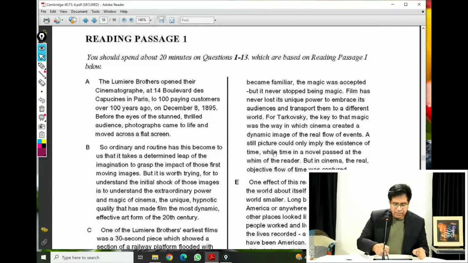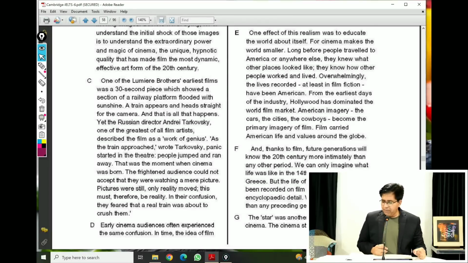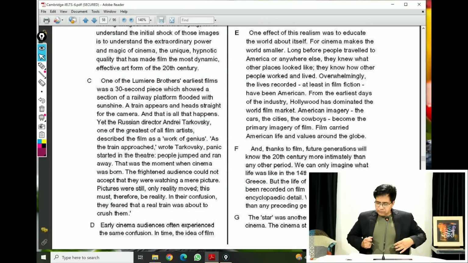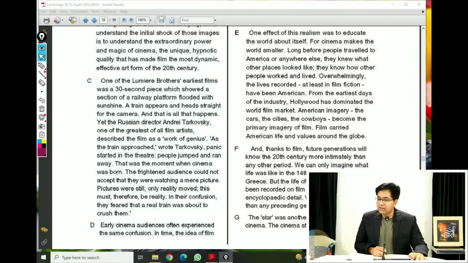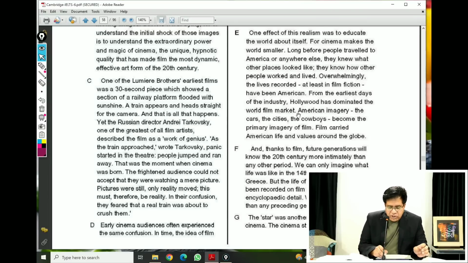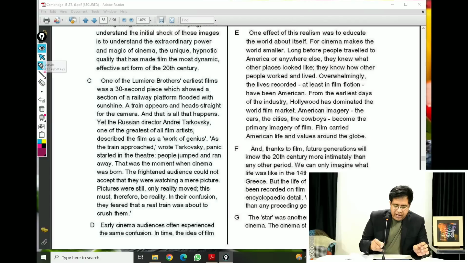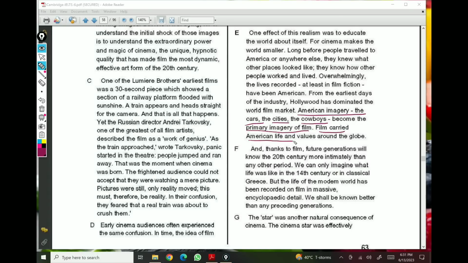Title passage. Paragraph D for doctor. Okay. All right. What about paragraph E? Can you see the word American and all that? Yeah. So please come to paragraph E for egg. And there you need to come to this American imagery. Got it? Yeah. Now, American imagery, the cars, the cities and the cowboys become the primary imagery of film. Film carried American life and values around the globe.